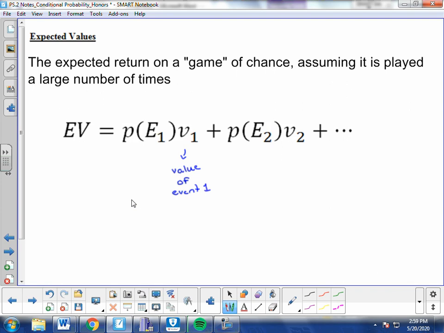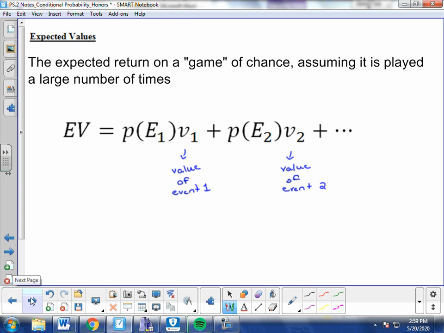And same thing going on. So we would find the probability of event 1, multiply it by the value of event 1, and then add the probability of event 2 multiplied by the value of event 2. And we continue this idea for however many events exist. So let's take a look at an example.